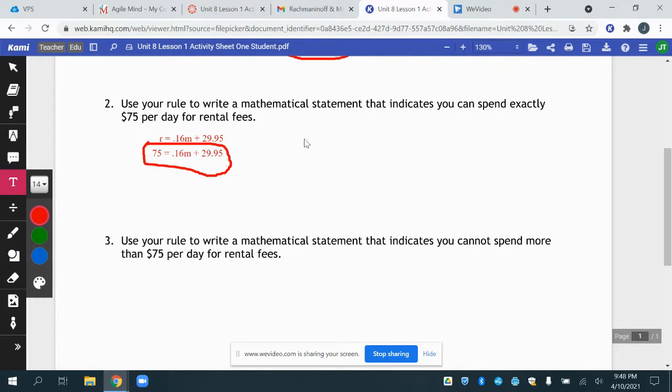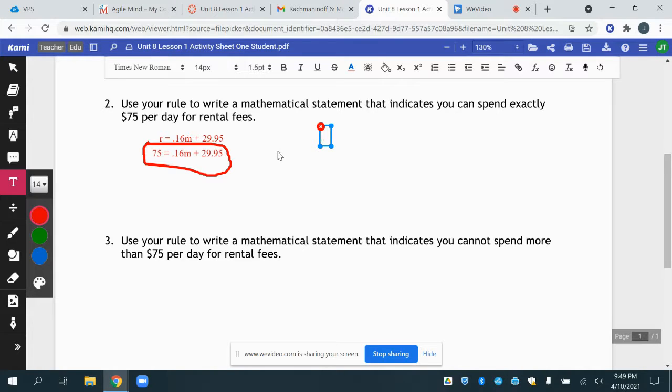We might as well. So remember what I said you would probably do. You'd take away $29 from the 75 to find out how much money you have to spend on miles and something like that. Well, that's exactly what happens when we solve it here. It basically forces you to do what you would have done a few years back in middle school to figure this out. Okay, so the math never changes. It's just the way we write it that changes. So we have $75 equals 0.16 M plus $29.95.